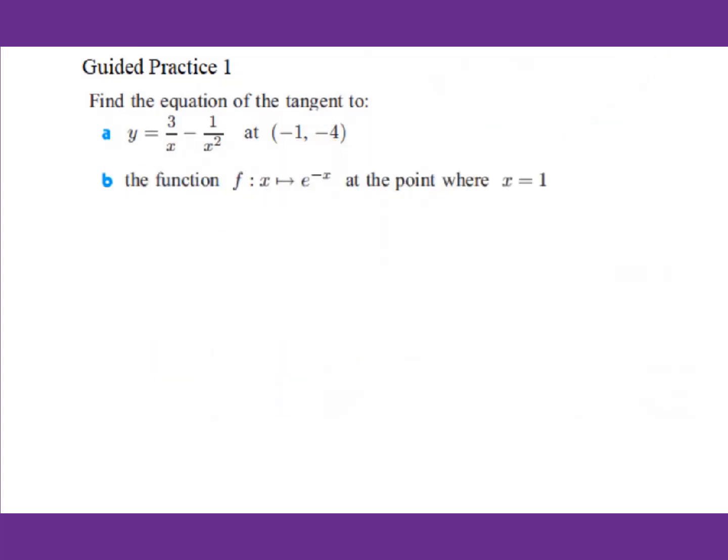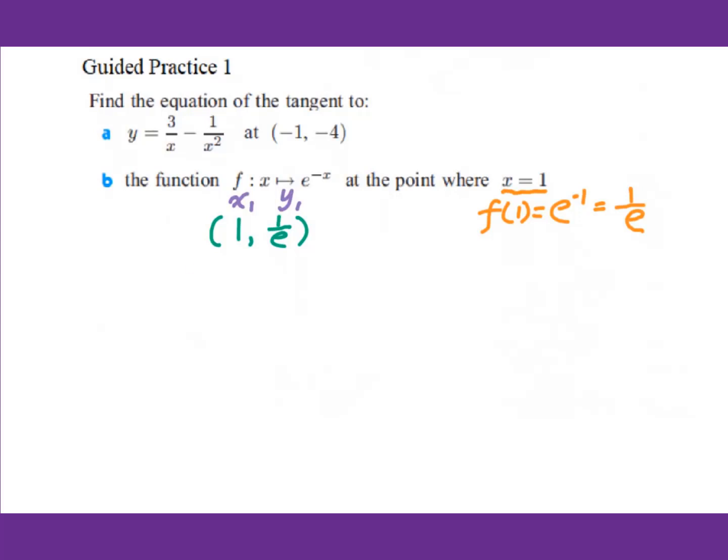Now let's go to B. First of all, we need to get the x1, y1. You are given x equals 1. Therefore, f of 1 equals e to the negative first power, which means 1 over e. So we get x1, y1: this is x1, here's y1, which is 1 over e.